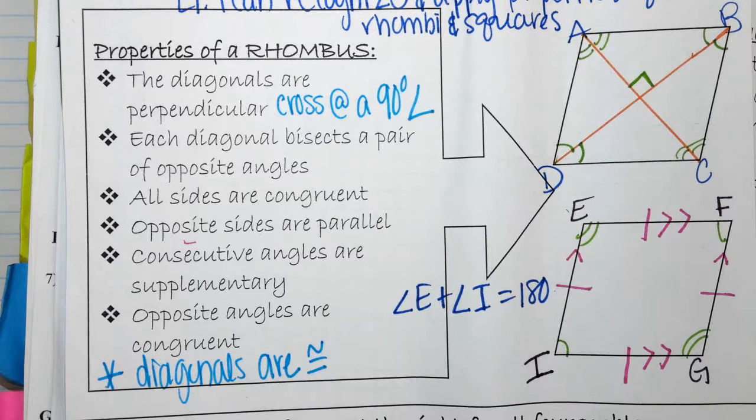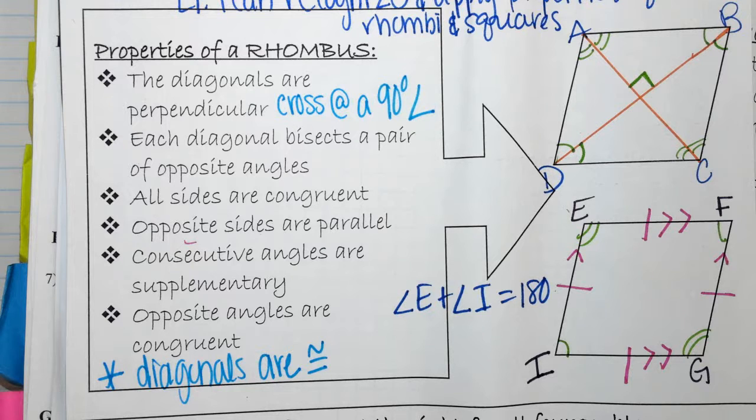All right, what do we know about the sides? They're all congruent. Good, take a point. What's another thing we know about the sides? They're parallel. Which ones? Opposite sides. Good, take a point. Now, what does it mean when I say consecutive angles?